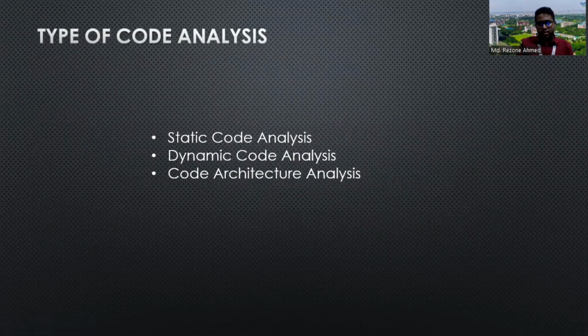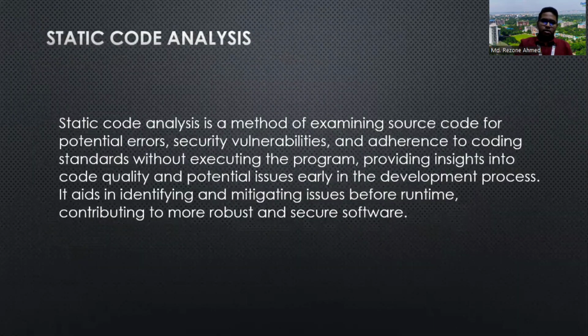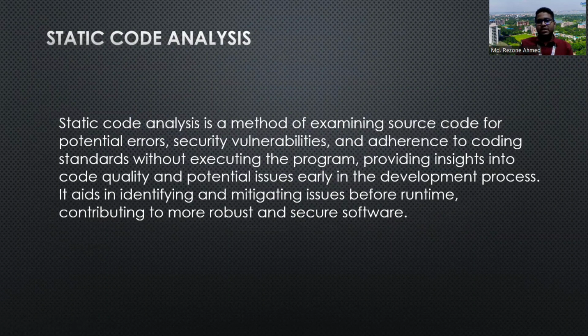Types of code analysis. There are three types of code analysis: static code analysis, dynamic code analysis, and code architecture analysis. What is static code analysis actually? Static code analysis is a method of examining source code for potential errors, security vulnerabilities, and adherence to code standards without executing the program, providing insight into code quality and potential issues early in the development process. It aids in identifying and mitigating issues before runtime, contributing to more robust and secure software.